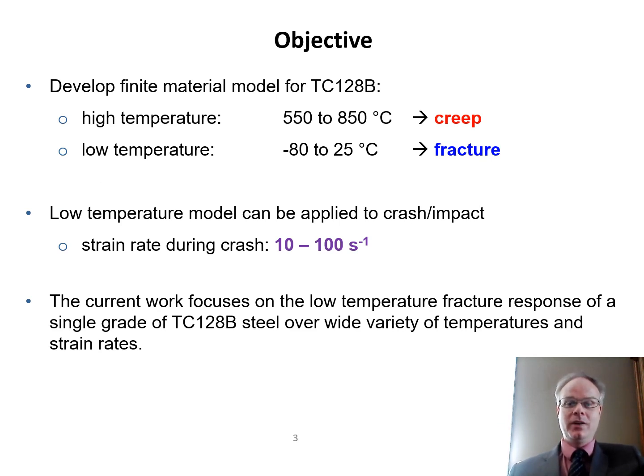So what we see here is that there are actually two types of failures that we're worried about. One is the high temperature failure. Say there's an accident, the oil can catch on fire. That leads to degradation of the tank car. And so we're worried about the creep response in that case, 550 to 850 degrees Celsius. But what I'll just be talking about here today is the low temperature response from minus 80 to 25 degrees Celsius. And in that case, we're worried about fracture. We have to worry about the strain rates as well. If we consider an impact or a crash event, that strain rate can vary maybe about 10 to 100 strain per second.